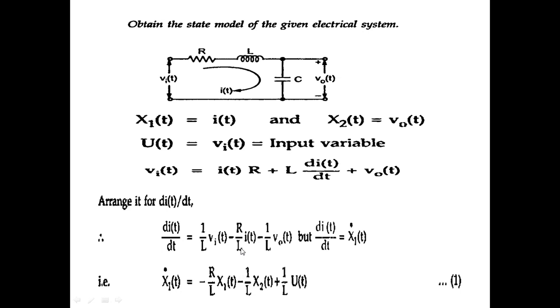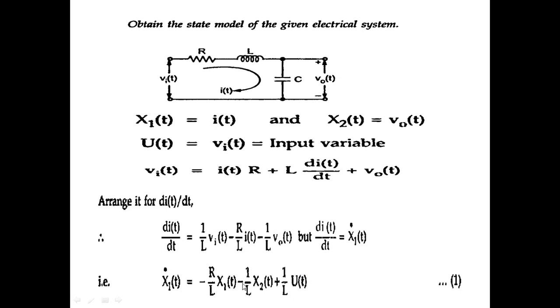So see here, minus R by L into I of t is x1 of t, minus this one, 1 by L, means V naught of t is nothing but x2 of t, plus 1 by L into u of t. Why are we rearranging it like this? I need to have the equation in the form x dash of t equals A into x of t plus b into u of t. So this is b into u of t and this one is A into x of t.